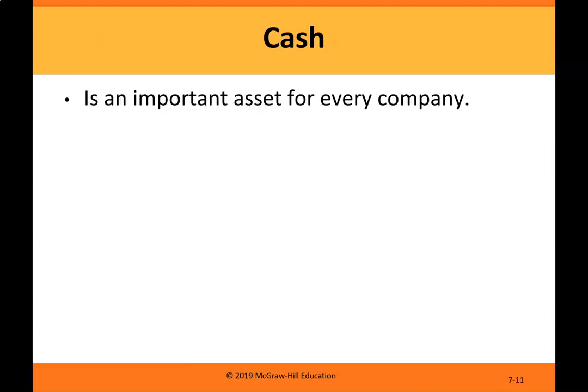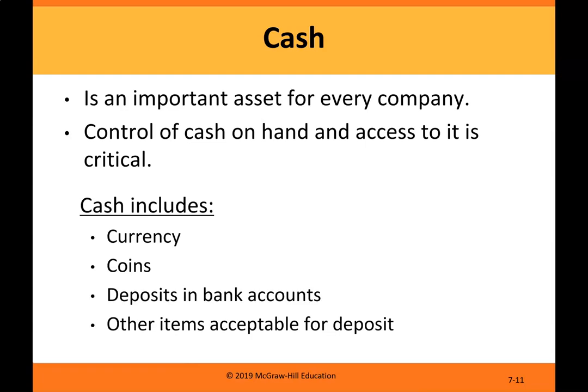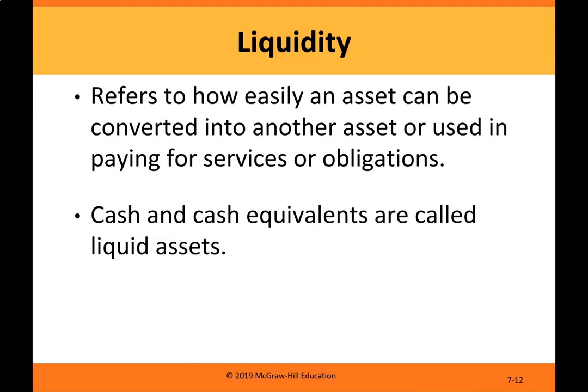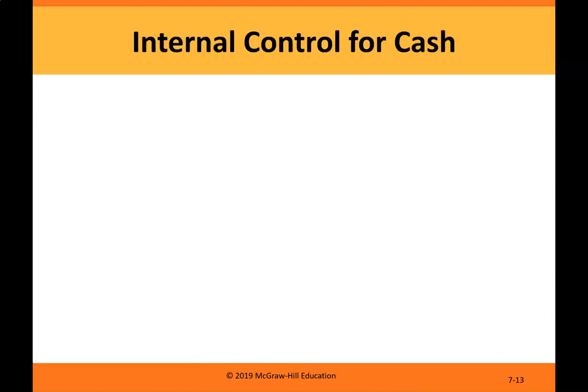Cash is an important asset for every company. Control of cash on hand and access to it is critical. Cash includes currency, coins, deposits in bank accounts, and other items acceptable for deposit. Liquidity refers to how easily an asset can be converted into another asset or used in paying for services or obligations. Cash and cash equivalents are called liquid assets. Companies must maintain a certain level of liquid assets to pay their bills on time.